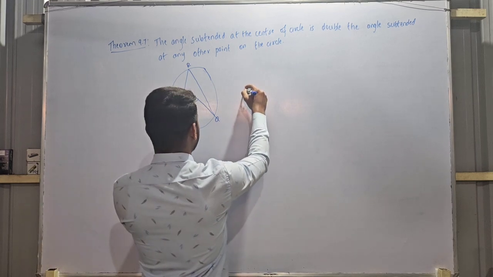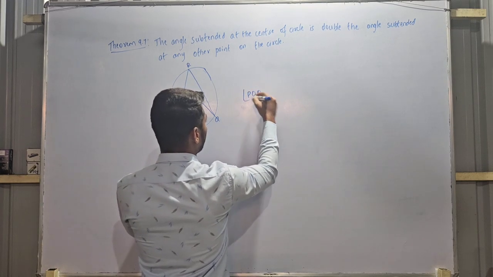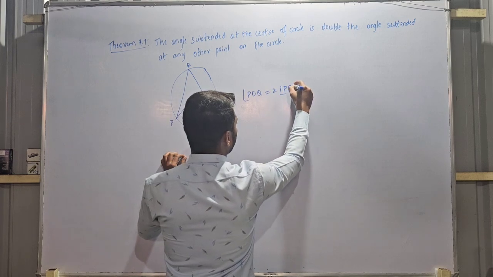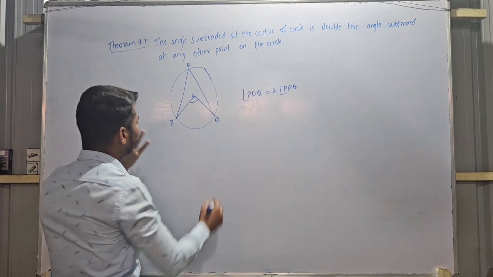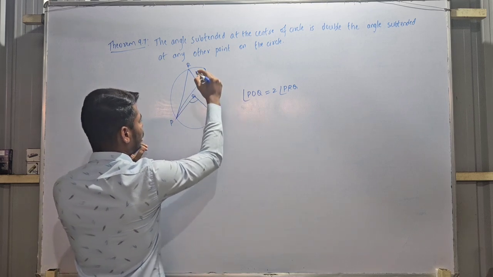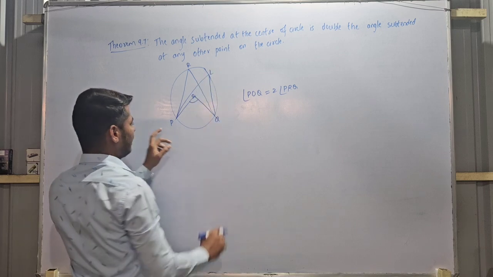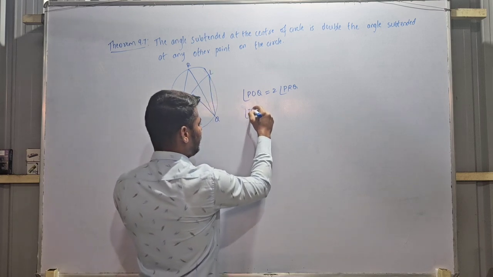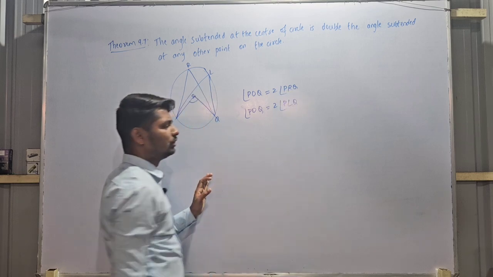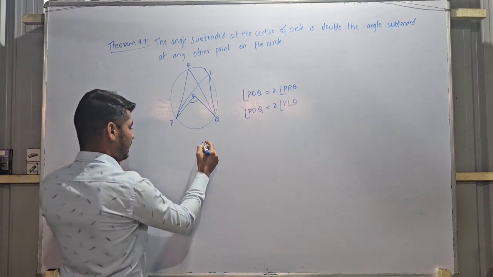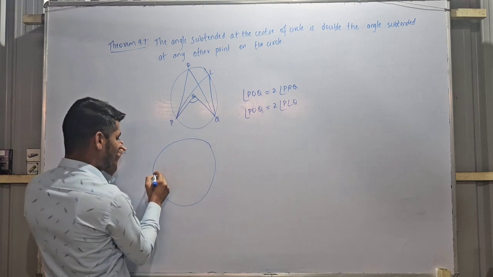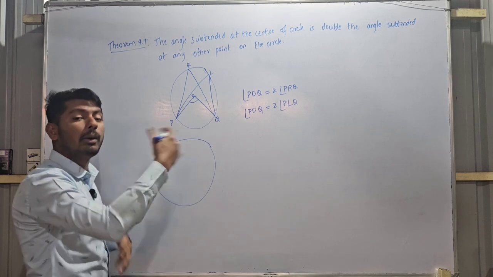That means angle POQ is equal to 2 times angle PRQ, wherever it may be. For suppose this may be like this. This PLQ we will take. Again, POQ is equal to 2 times PLQ. So this is not only for the minor arc, it is also true for the major arc.